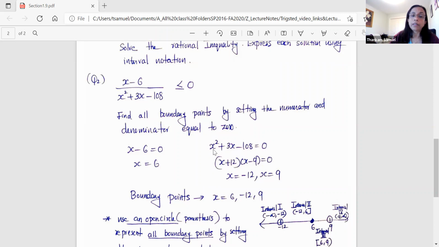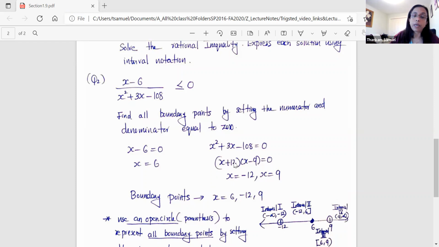So we need to factorize this trinomial. We need to find two numbers whose product is negative 108 and the sum is 3. The numbers are 12 and negative 9. So the factors of this trinomial are x plus 12 and x minus 9. Set those factors to 0, using the zero product rule.